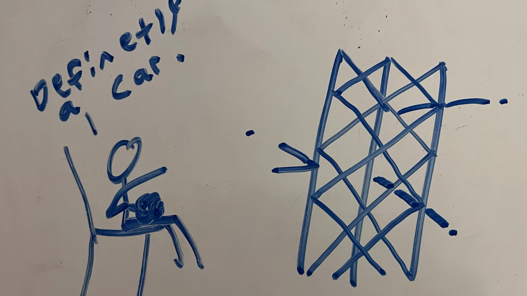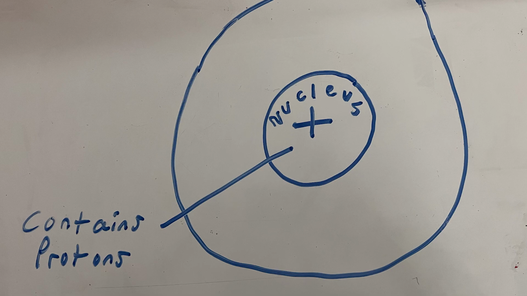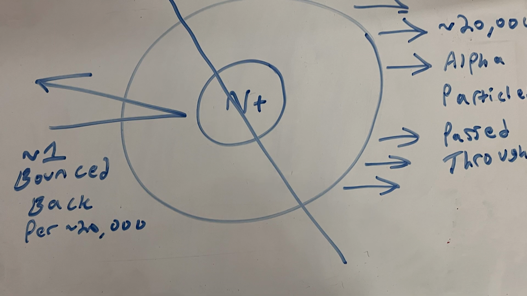This would be similar to launching the BBs at what you hypothesized was a car, but instead was a chain link. This led Rutherford to conclude that atoms were mostly empty space, with a dense, positively charged nucleus at the center, which contains protons. It was determined positive because the nucleus protons are positive and alpha particles are positive, causing the certain 1 in 20,000 alpha particles to bounce back.